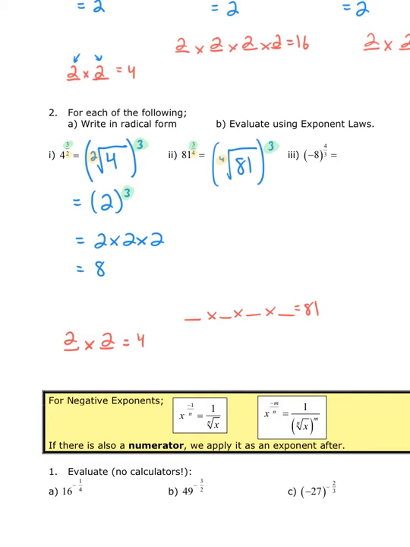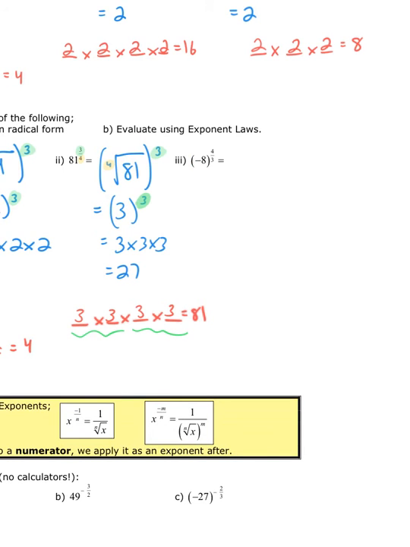So I need to evaluate the fourth root of 81. I need to find a number that when I multiply it by itself 4 times, I get 81, and that number is 3. 3 times 3 is 9, and then 9 times 9 is 81, or you can think of it as 3 times 3 is 9, times 3 is 27, times 3 is 81. So in the brackets, when I evaluate that root, I get 3, and then I apply that exponent. So I get 3 cubed, so that's 3 times 3 times 3, which is 27.